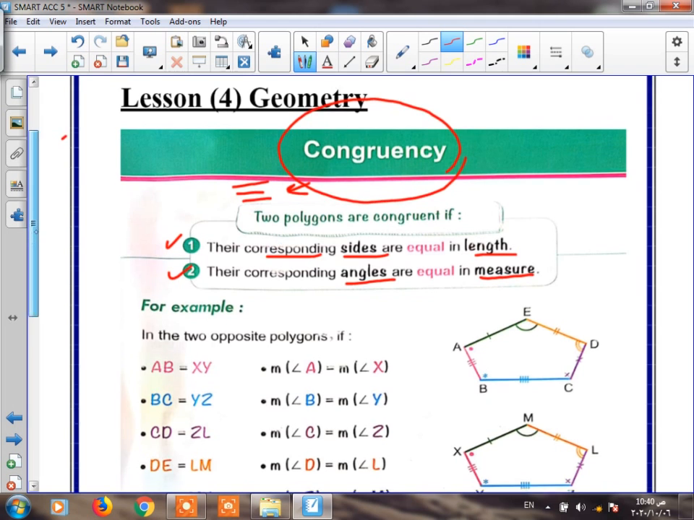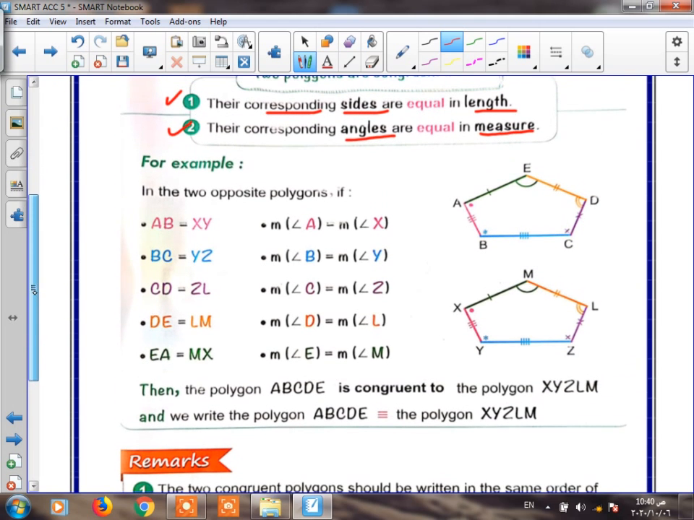For example, here we have two polygons, A, B, C, D, E and X, Y, Z, L, M. Take care when we read or write the congruency between two polygons: we must write it in order, like each other exactly. Here, at the first one, when we say A, B, C, D, E, that means A, B, C, D in order.